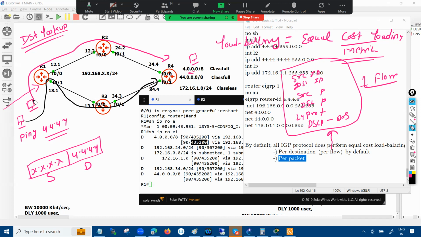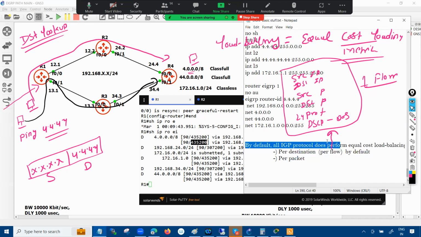For each particular user, traffic will go a different way. So for PC1, it will choose this way, and PC2 will choose this way. So the default right now is per destination. In load balancing, equal cost load balancing is by default performed by all the IGP protocols.